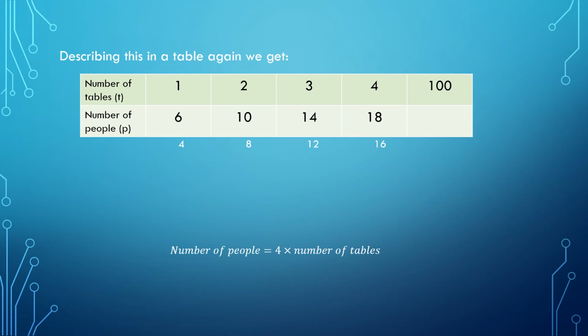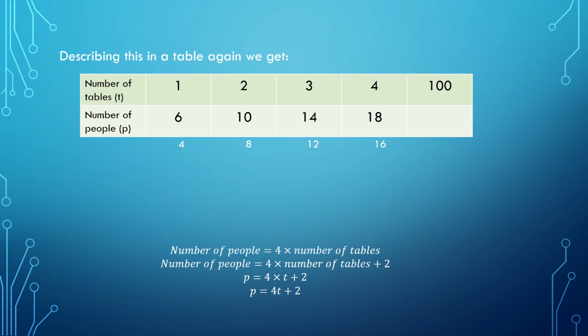I need to add on 2 to all these numbers that have appeared in white. So to make these numbers at the very bottom here in white match the ones above them, we need to add on 2 to each of them again. So my formula needs to say the number of people is equal to 4 times the number of tables plus 2. How can we tidy that up? P equals 4 times t plus 2, and again P equals 4t plus 2.